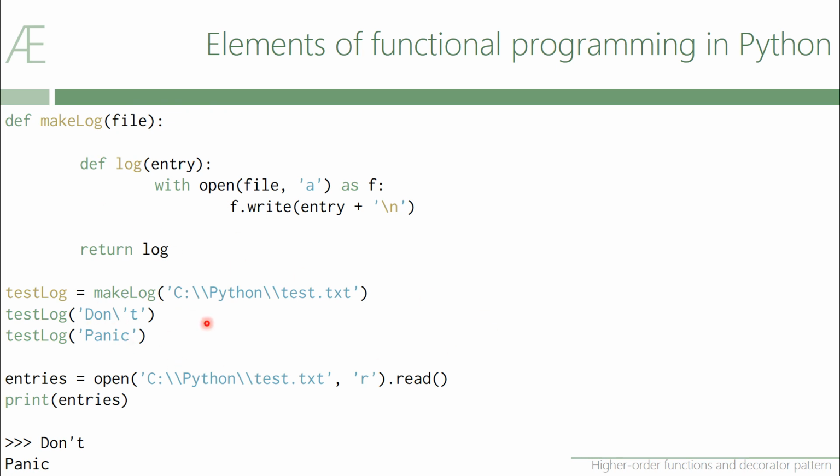We give a logger a message, it opens the file in the mode we need, appends the message to the end of the file and adds a new line character. Then it closes the file.